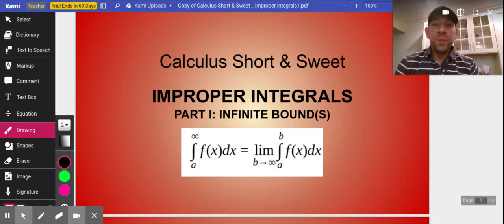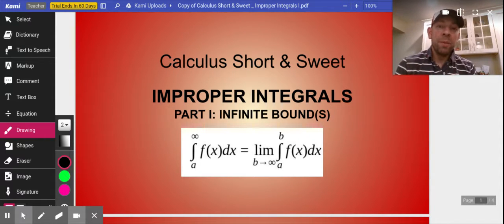Hey, welcome to our short and sweet series as we try to give you a real quick overview and a concise presentation on a bunch of famous, popular calculus topics. Today, we're going to look at improper integrals, and we're going to break this into a two-part series. Today, we're going to look at what we call part one, where we have an infinite bound.